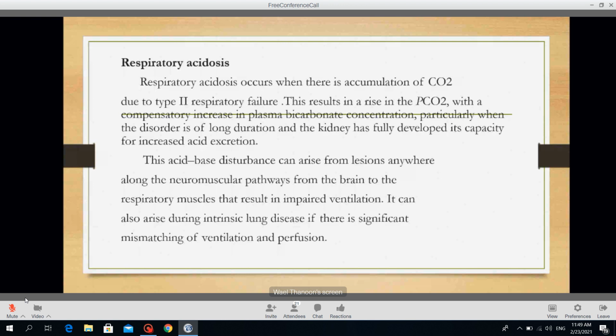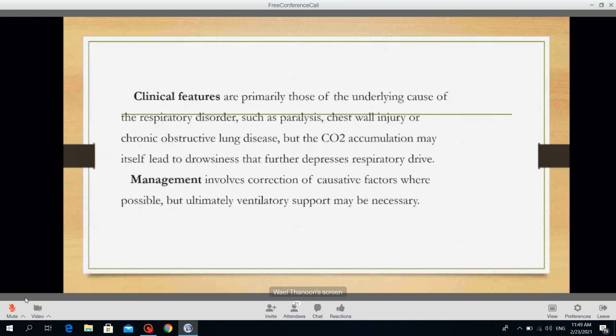results in impaired ventilation. So respiratory center damage may cause hypoventilation, and hypoventilation causes more CO2 retention. Chronic obstructive lung disease, or terminal or acute severe life-threatening asthma, may also cause CO2 retention. It can also arise from intrinsic lung disease with significant mismatching of ventilation and perfusion.